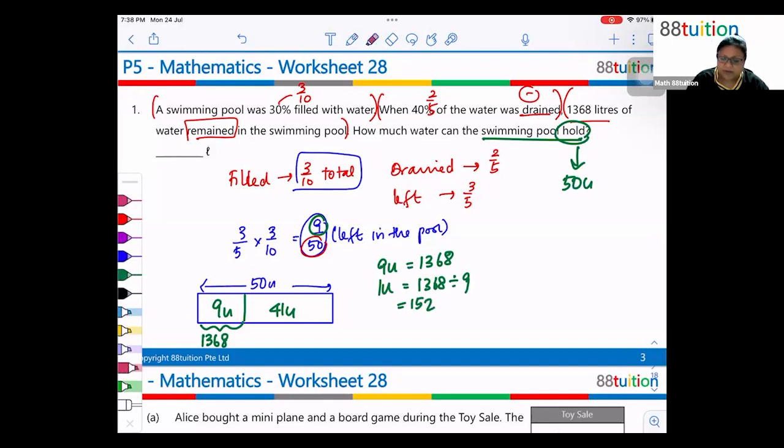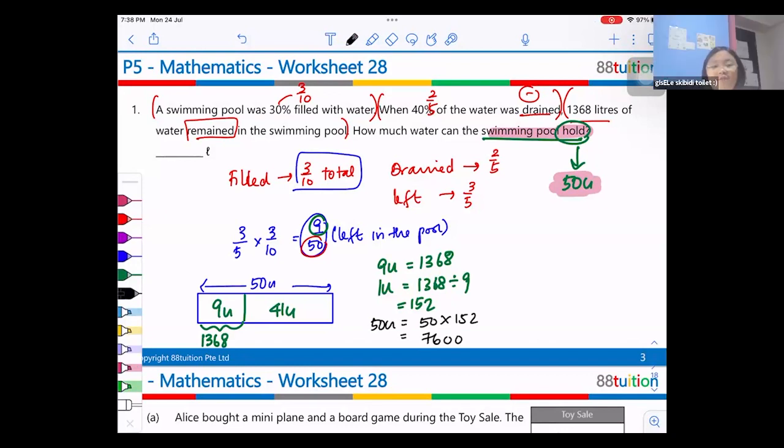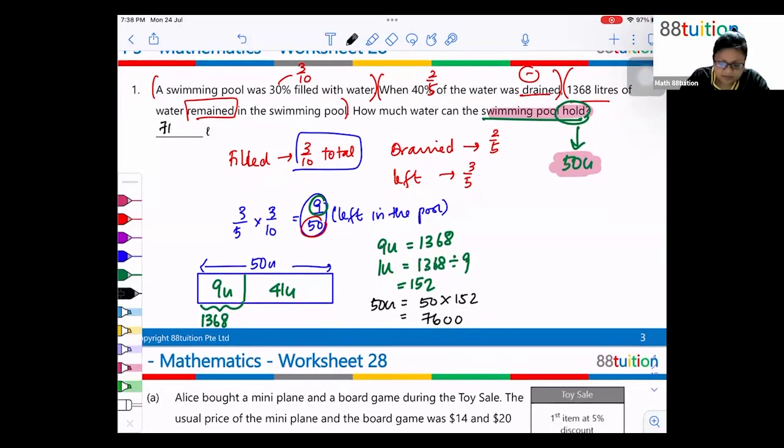Because you want to find out how much water the swimming pool can hold, you want a total of 50 units. So this will be 50 times 152 to give me 7,600. Everyone okay? Anyone needs me to explain anything here again? Yes, the answer is 7,600. Right. Okay. Got that?